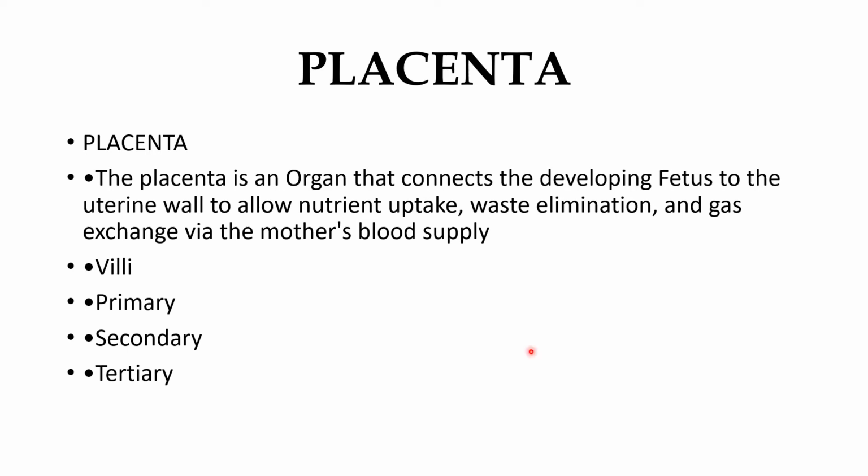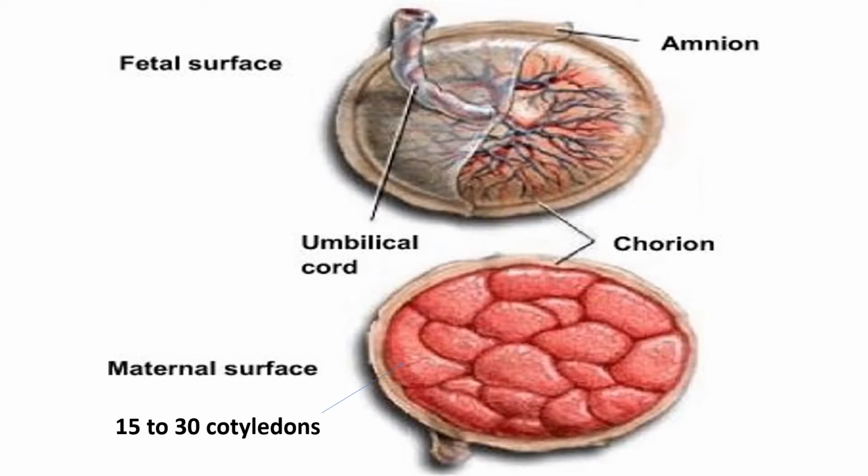So the placenta is an organ that connects the developing fetus to the uterine wall to allow nutrition uptake, waste elimination and gas exchange via the mother's blood supply. It has villi: primary, secondary and tertiary villi. The placenta has two surfaces, a fetal surface and a maternal surface.